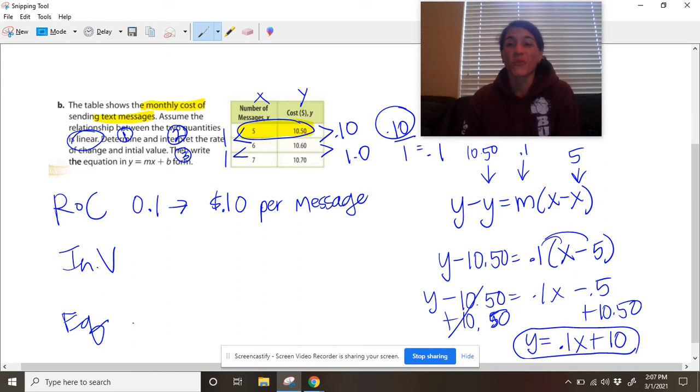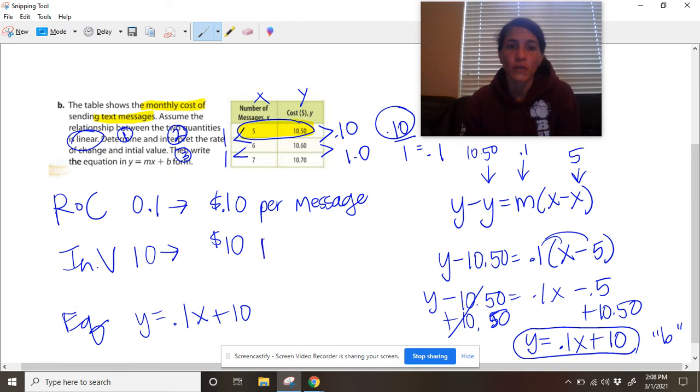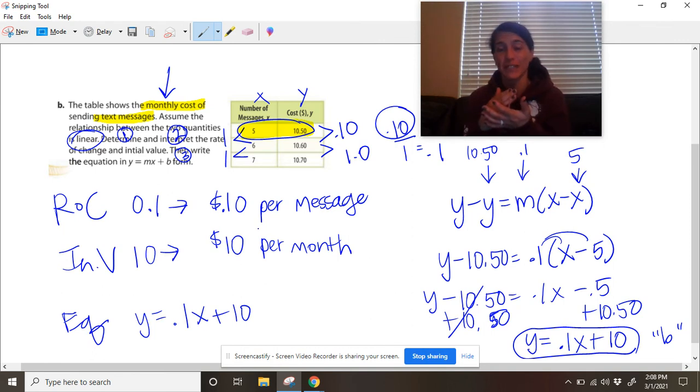Now, the reason I like point slope is because I already have my equation. And my initial value is 10. That's the b. And what that means is $10 per month. Because see, it said monthly cost. So if you send 0 text messages, and I know y'all don't pay for text messages, y'all have unlimited text messages, but it used to be such that you had to pay a monthly fee and then you had to pay for all your text messages. You used to have to pay for messages that you sent and received.